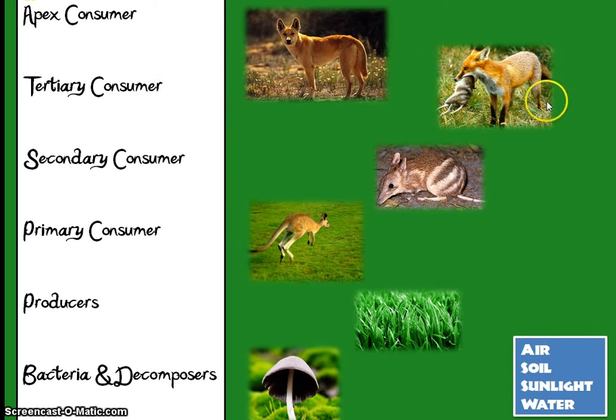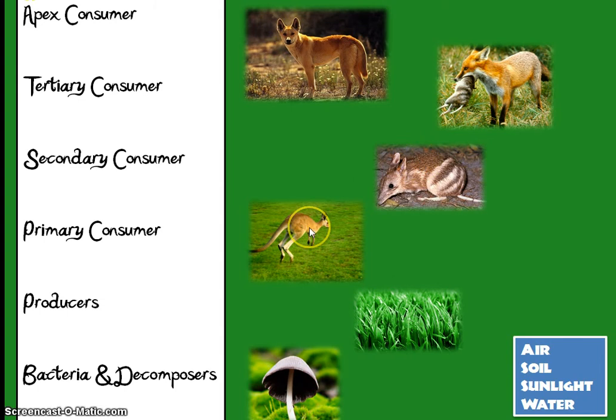The tertiary consumer that I've chosen to look at today is a fox. This one tied in really well because inside the fox's mouth is actually an eastern barred bandicoot. So foxes do eat eastern barred bandicoots, and they're a tertiary consumer because they eat animals from our secondary consumer level.